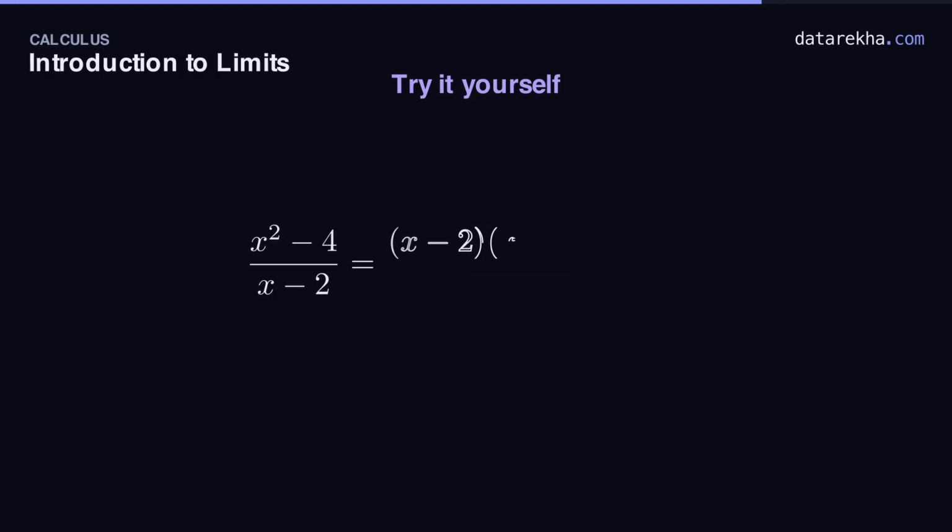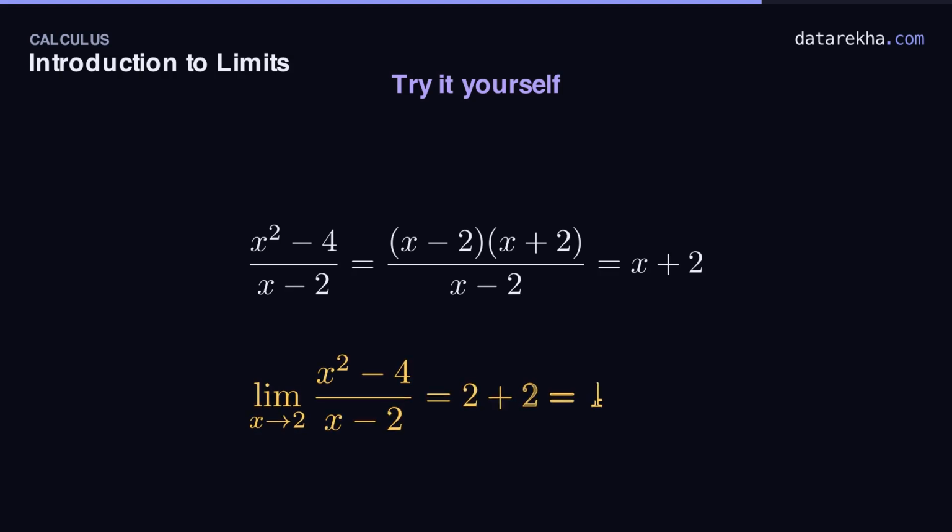Here's the walkthrough. The numerator is a difference of squares. (x minus 2) times (x plus 2). The x minus 2 cancels against the bottom, leaving x plus 2. Then substitute 2. 2 plus 2 is 4. The limit is 4. If you got that, factor, cancel, substitute, you've got the core move of this whole topic.